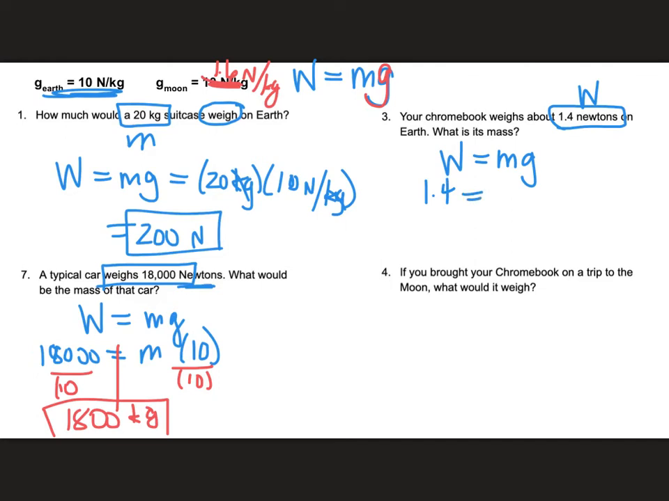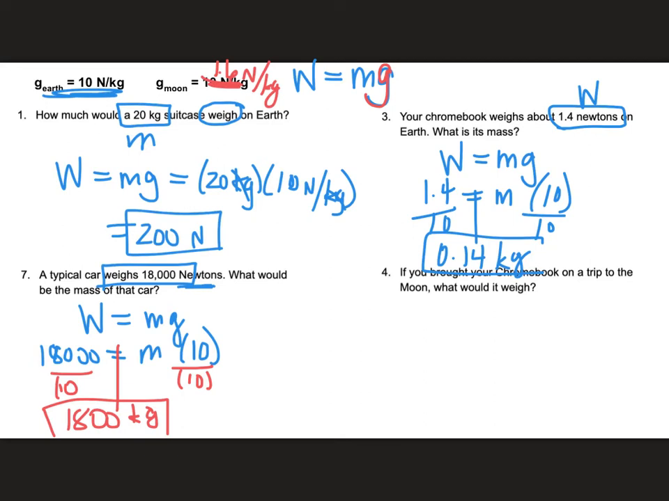We are looking for the mass. We're looking for m. And this situation takes place on Earth. So our g value is 10. Again, we would do some algebra here. Divide both sides by 10. And this comes out to be 0.14 kilograms. 1.4 divided by 10 is 0.14.